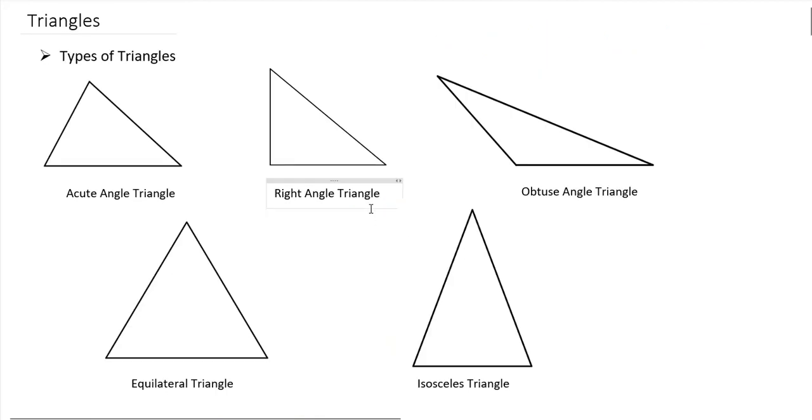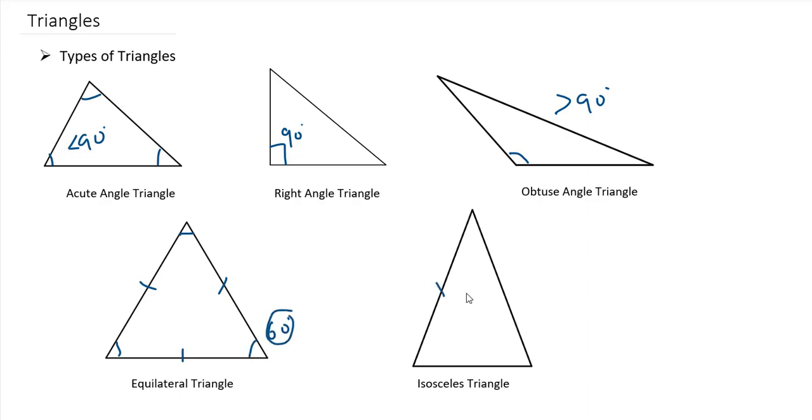Triangles. Let us first of all understand what the different types of triangles are and what their properties are. Acute angle triangle. In an acute angle triangle, all the angles will be less than 90 degrees. So each of these angles will be less than 90 degrees. In a right angle triangle, exactly one angle will be equal to 90 degrees. In an obtuse angle triangle, exactly one angle will be greater than 90 degrees. Okay. Then in an equilateral triangle, the length of all the three sides will be equal and each of the three angles will also be equal and its value will be 60 degrees.